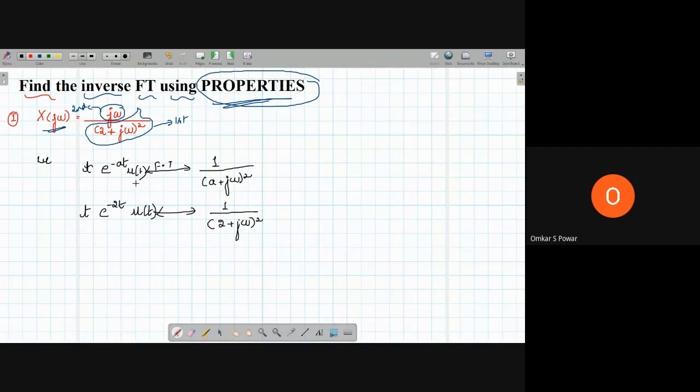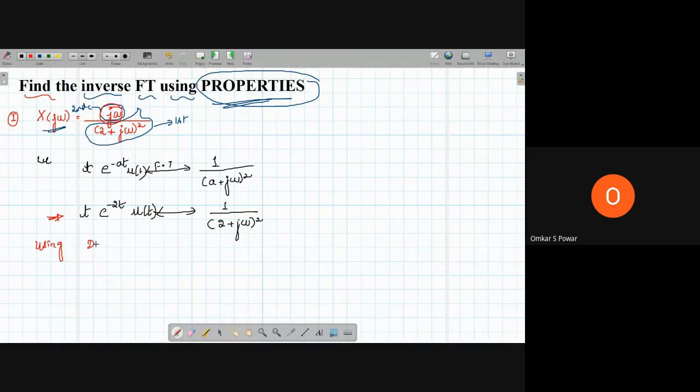Always, you have to write the formulas properly. So the Fourier transform of t e power minus at u of t is equal to 1 by (a plus j omega) the whole square. The inverse Fourier transform of this will give the time domain signal. Now what we want is j omega. If I multiply by j omega, what happens in the corresponding time domain signal? For that, which property can you use? I will use the differentiation property.